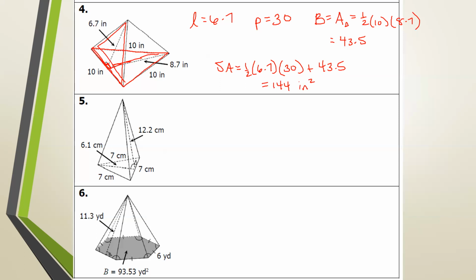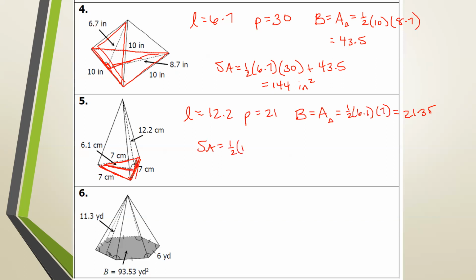Let's look at number 5. What's the slant height in number 5? Yeah, it's 12.2. What is the perimeter? Okay, here's your base. So the perimeter would be 7 plus 7 plus 7, 21. What's the area of that base? Well, that base is a triangle. So area of a triangle is 1/2. Look for your perpendicular segments in that triangle, 6.1 and 7. So the area of the base is 21.35. Now I have everything I need for surface area. Surface area is 1/2 times L times P plus capital B. So the surface area is 149.45. It's an area, so your units are squared.